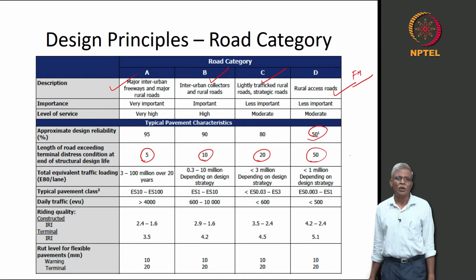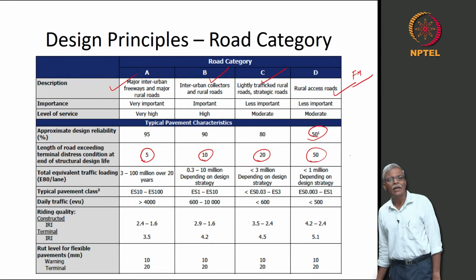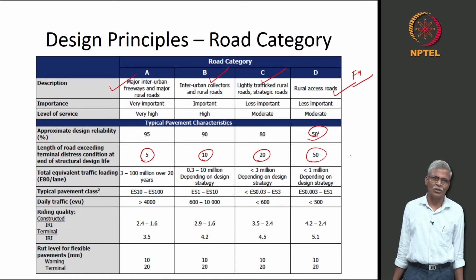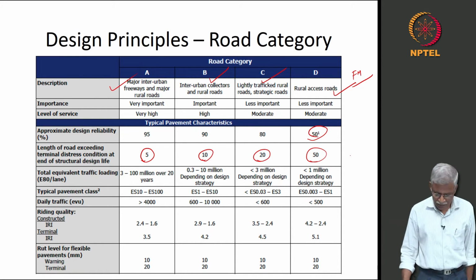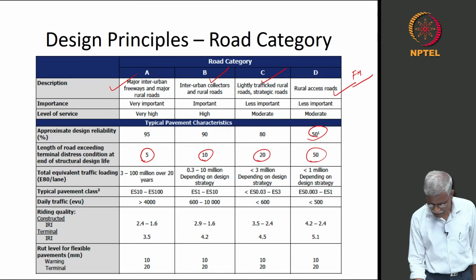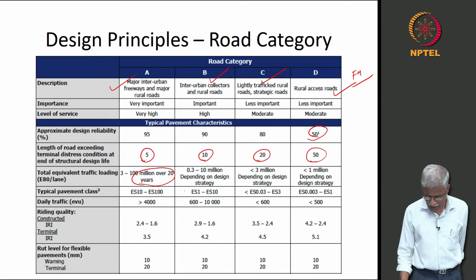What do we really talk about in terms of equivalent traffic loading? So, if you go by the 80 kilonewton standard axle load per lane, you are looking at roughly 100 million standard axles in a 20-year period. So, that is the typical period that they are really looking at.